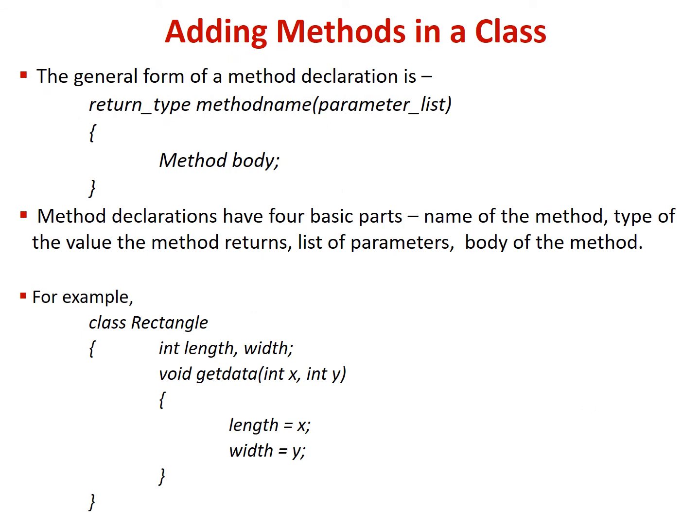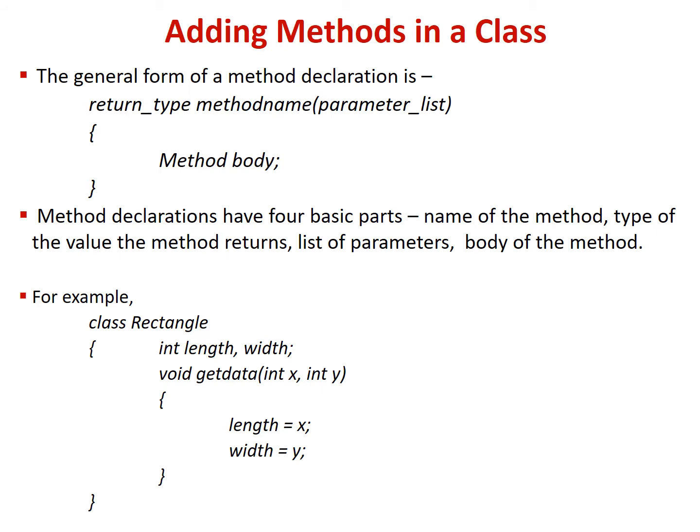Now, adding methods in a class. Methods are necessary for manipulating the data contained in a class. Methods are declared inside the body of the class but immediately after the declaration of instance variables. Here is the general form of method declaration. First, we specify the return type, followed by the name of the method, and then in the brackets we specify the parameter list. After that, in the opening and closing curly brackets we specify the method body.